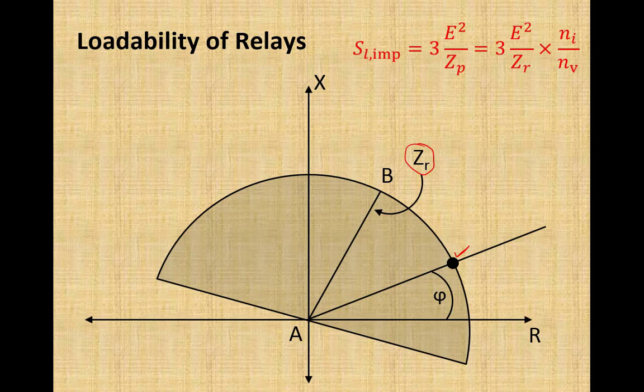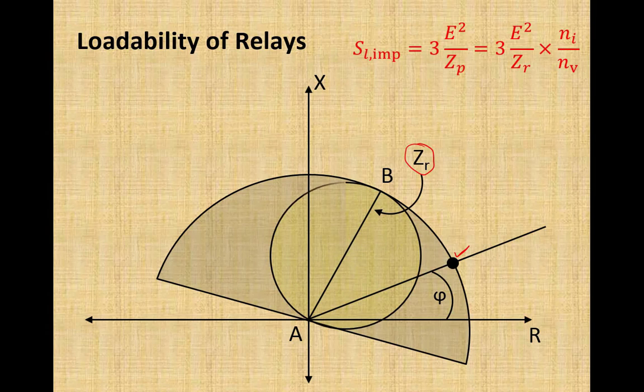So that is incorrect. If you want to use line to line voltage for the calculation, then omit this 3 from here. And if you are using a line to neutral voltage for calculation, then this 3 will appear in the formula. So don't get confused here.